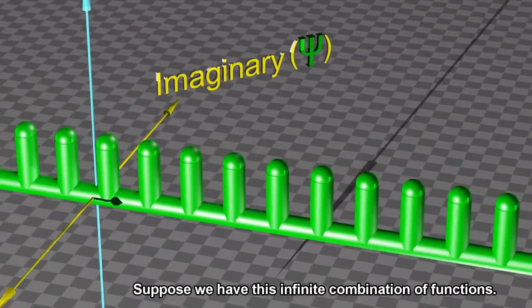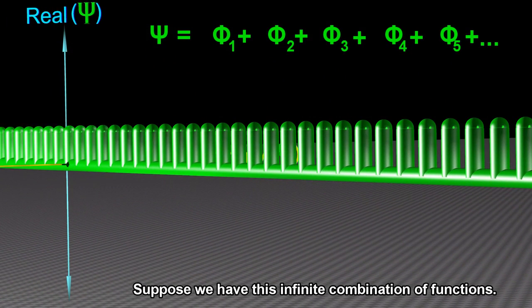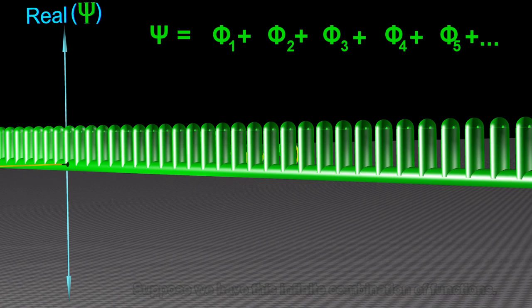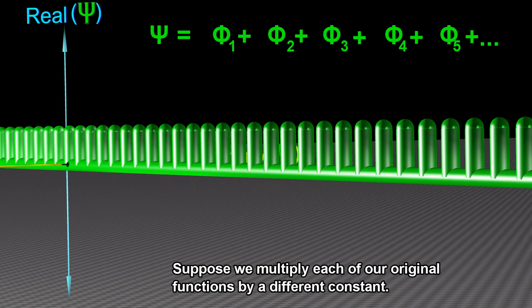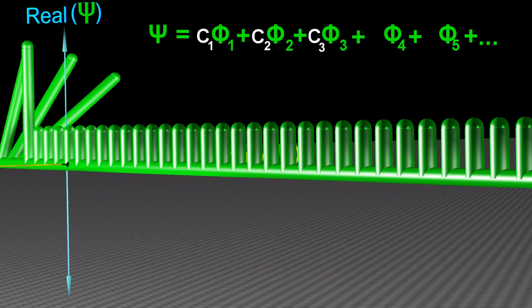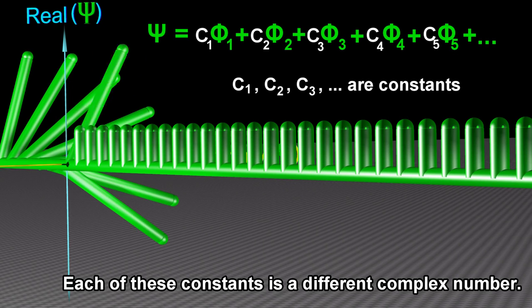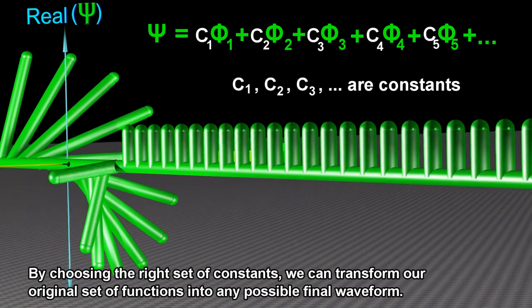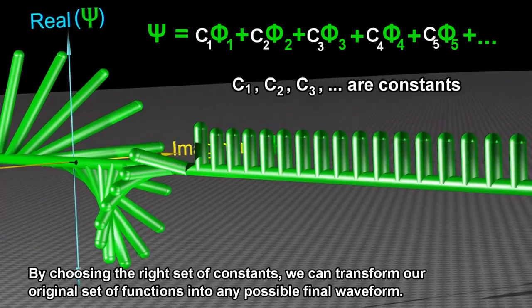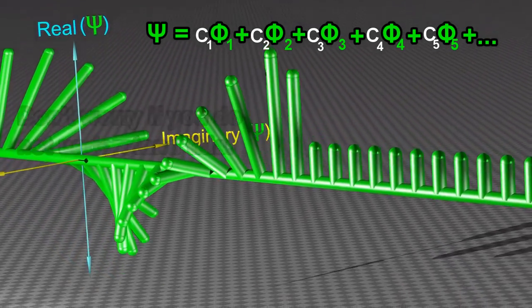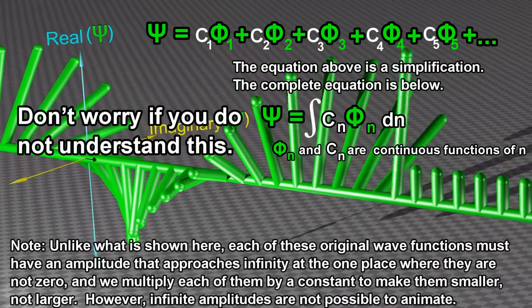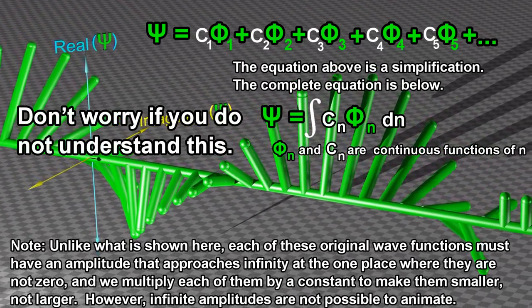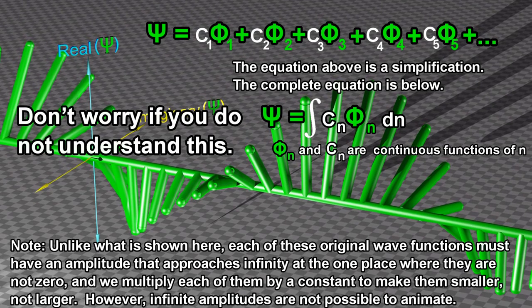Suppose we have this infinite combination of functions. Suppose we multiply each of our original functions by a different constant. Each of these constants is a different complex number. By choosing the right set of constants, we can transform our original set of functions into any possible final waveform. Note, unlike what is shown here, each of these original wave functions must have an amplitude that approaches infinity at the one place where they are not zero. And we multiply each of them by a constant to make them smaller, not larger. However, infinite amplitudes are not possible to animate.